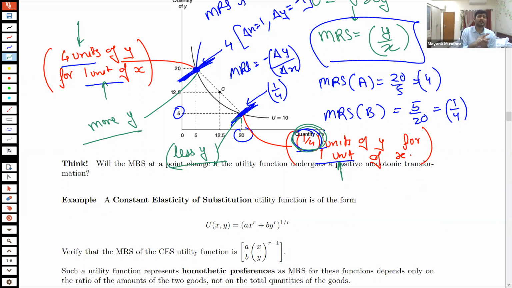Here we are seeing how points A and B compare with respect to the rate of exchange. So we are just going to compare these 2 points with rate of exchange.